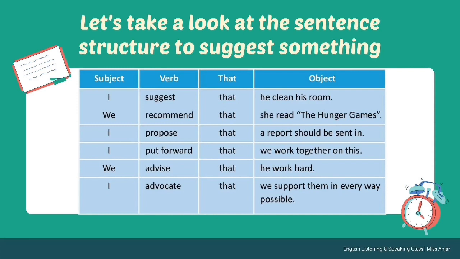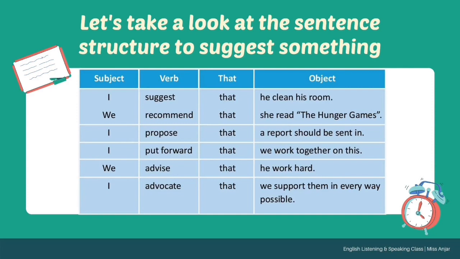If you look carefully into the sentence, he clean his room, clean without s. In simple present tense, we should say he cleans his room, right? But in this case, since the word for suggesting is suggest, you should not add s there. So this is the thing that you should pay attention to when you want to use suggest.